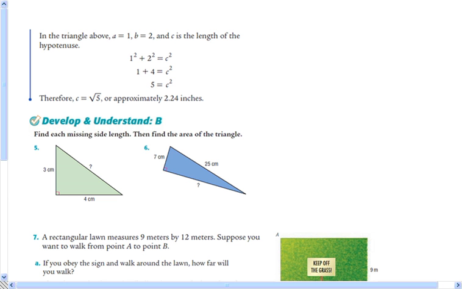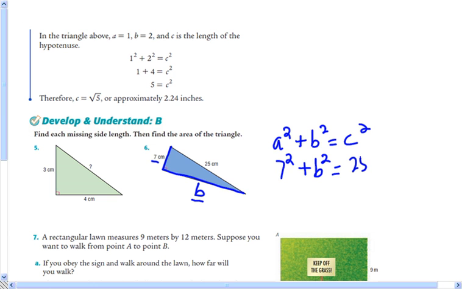But let's call this side B. So basically we're given a and c. We're not given b, so we're looking for b. The legs are the two parts that make up the right angle, and c is actually the hypotenuse. So if we substitute in here, we get a squared is the a part, the b we don't know, and the c is 25. Now if we square that, we get 49 plus b squared is equal to 625.